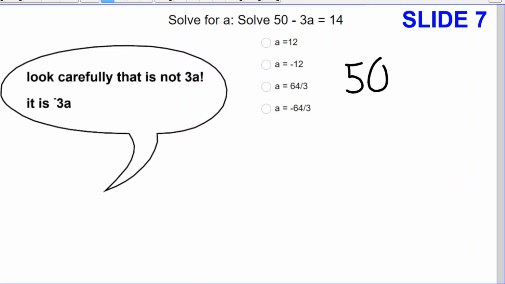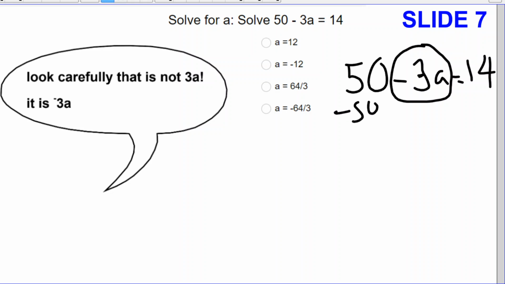50 minus 3a equals 14. And so here's my variable, but notice it has a sign attached to it as well. It has that negative sign there. Now I'm going to move the 50 to the other side first. So as it's positive 50, I'm going to do negative 50. So I have negative 3a equals 14 minus 50.